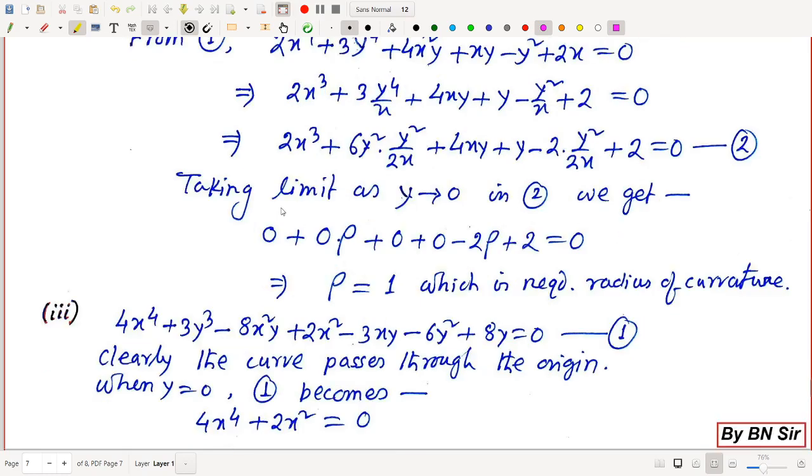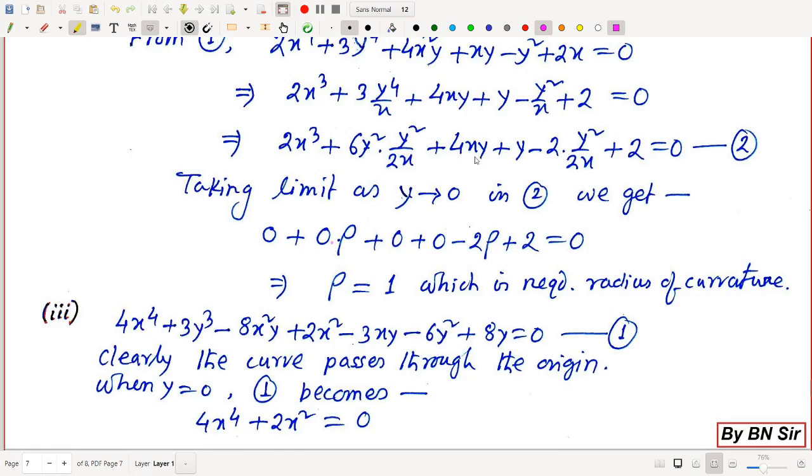Now let us take limit as y tends to 0, or you can write as x tends to 0. In this line number 2, what we get? When y tends to 0, x also tends to 0 because the curve passes through origin. So first one is 0, second one is 0. 6y square will be 0 into rho. Y square by 2x limit is rho. So this is rho, means radius of curvature.